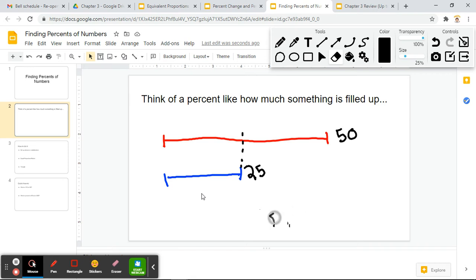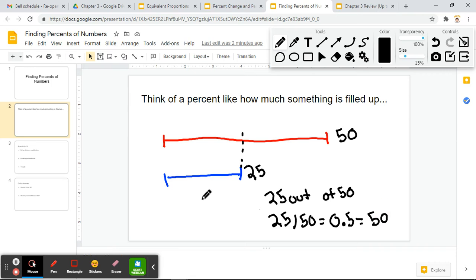We could set it up as 25 out of 50, or 25 over 50, which as a decimal would of course be 0.5. And then we know to convert that, we just need to multiply by 100 or move our decimal 2 spaces to the right to get us 50% here. So this one would be 50%.